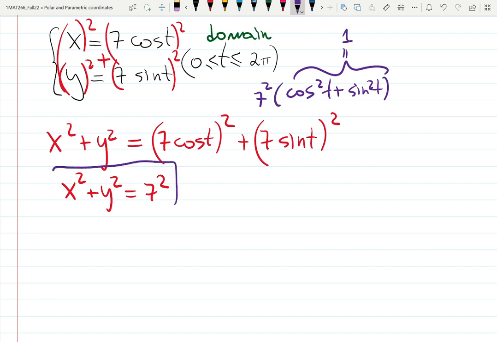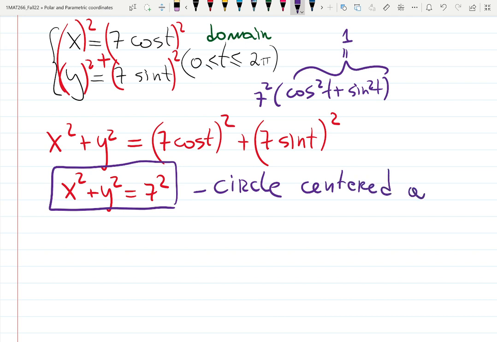That is a shape called what? Exactly. It's a circle, centered at what? 0, 0. Radius is 7. And that's why I'm not writing it down as 49. Can you do this on a test? That's very convenient. This is what we do in a test here.